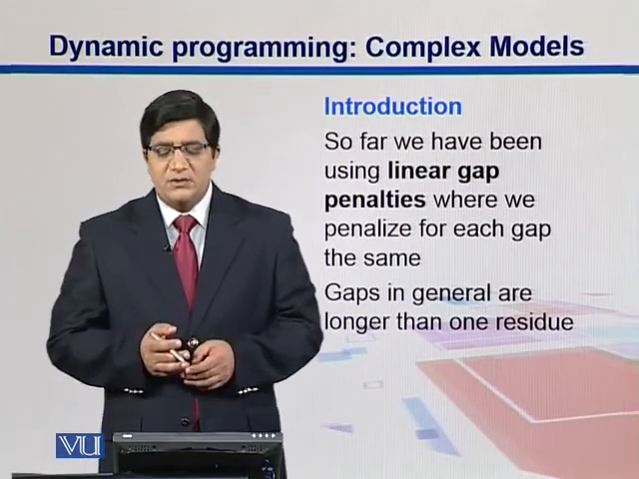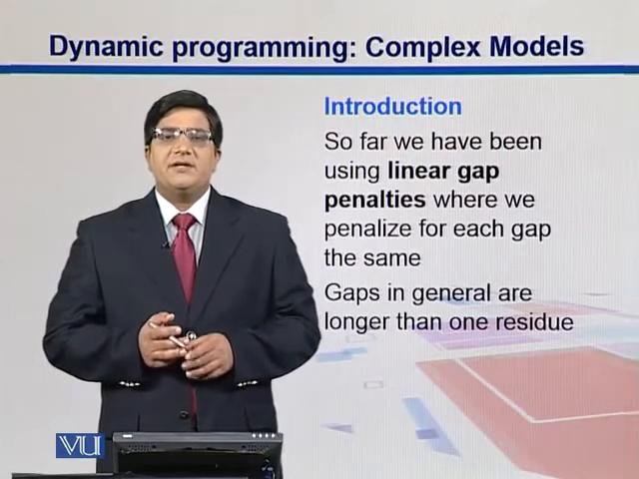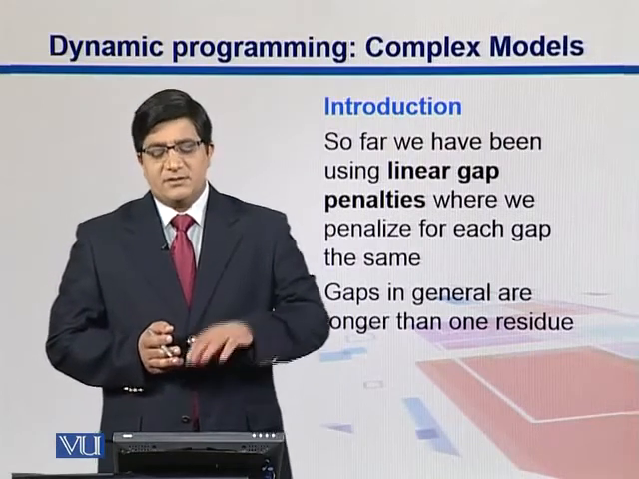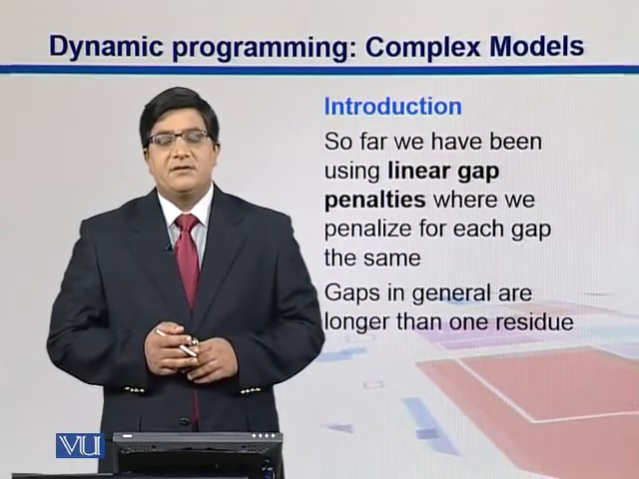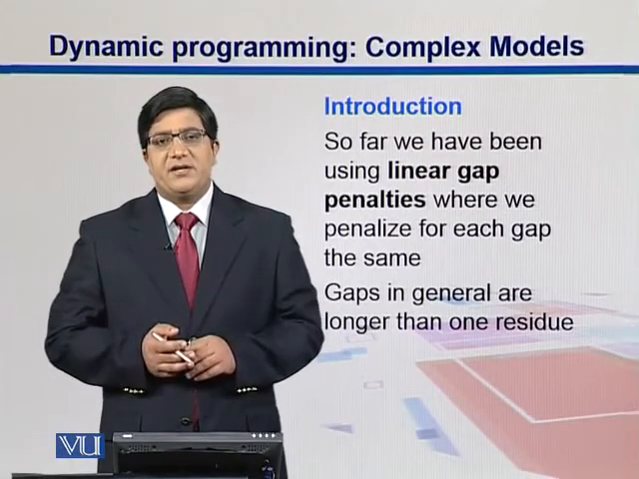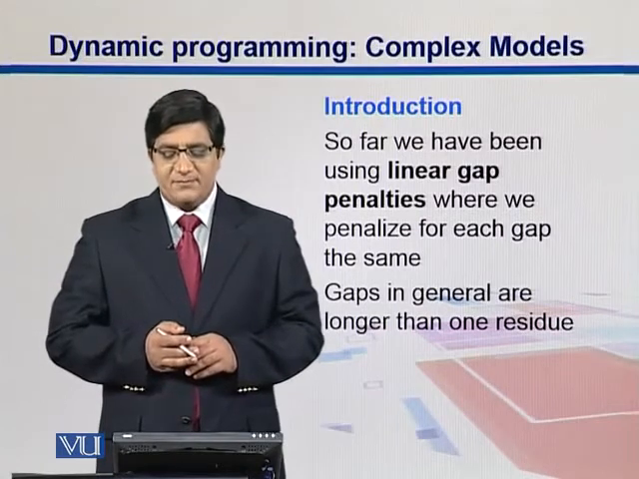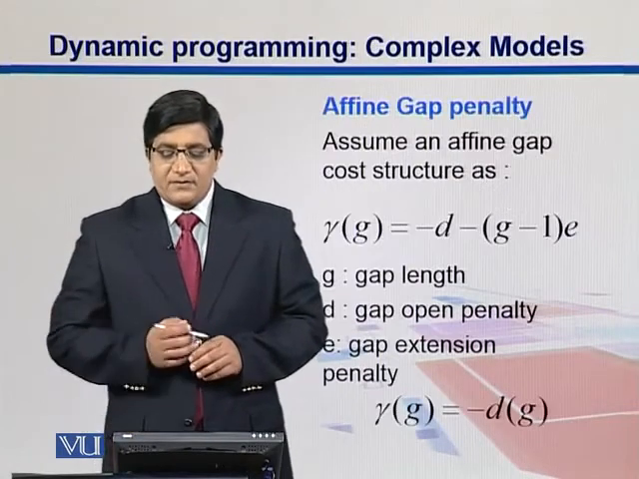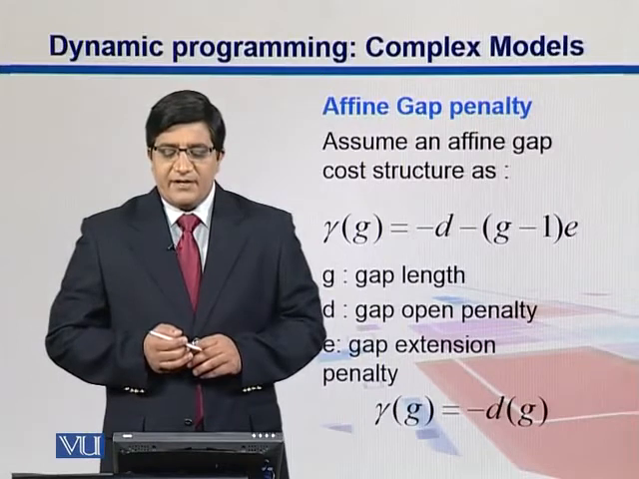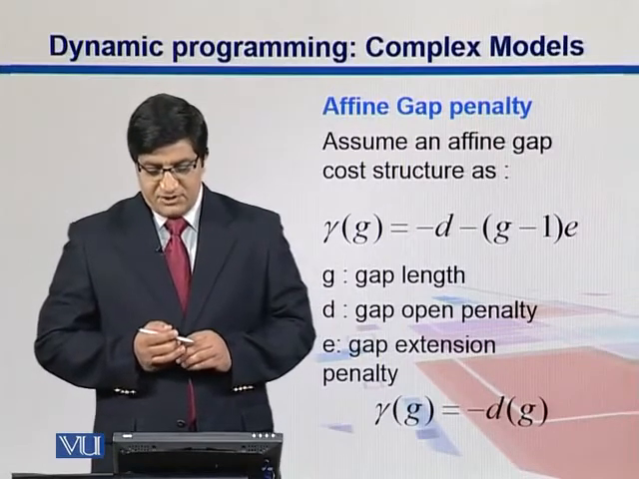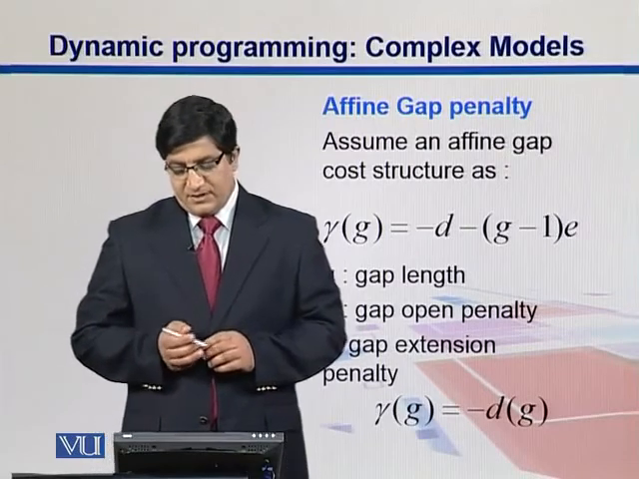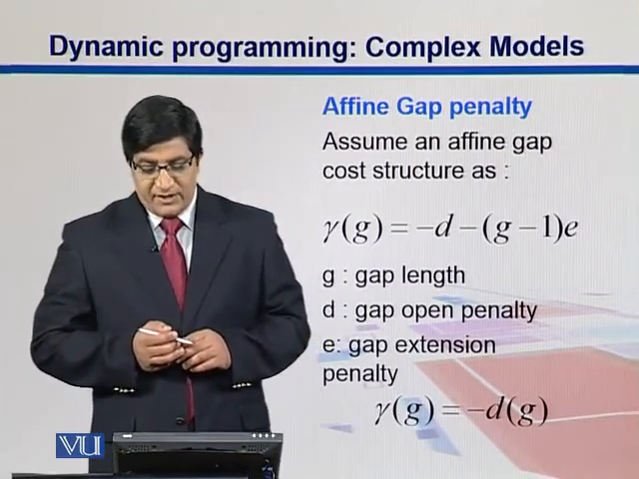So in order to incorporate the possibility of longer gaps, this gap penalty scoring scheme has been added. We call them affine gaps. So we can have an affine gap cost as given by this function. So we have gamma g, which is the penalty for that gap. So that is minus d.